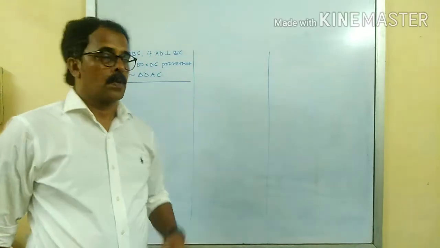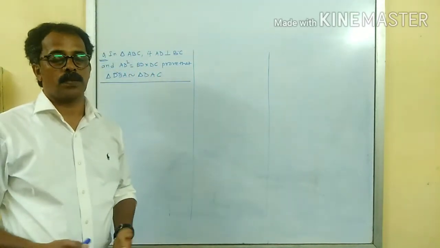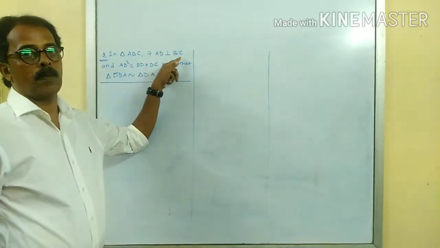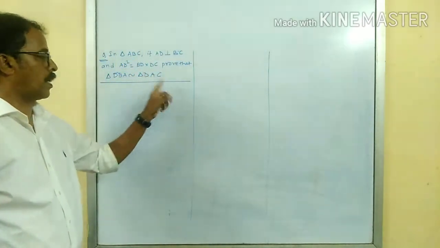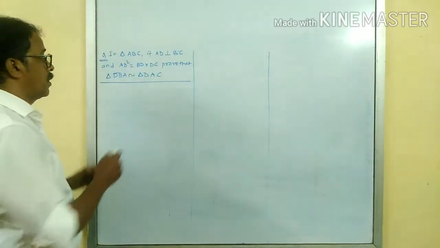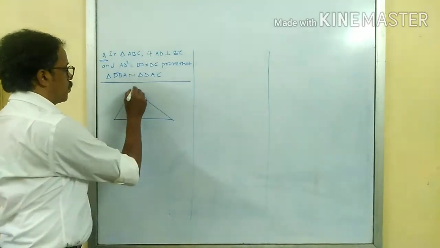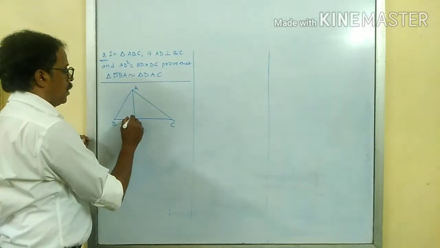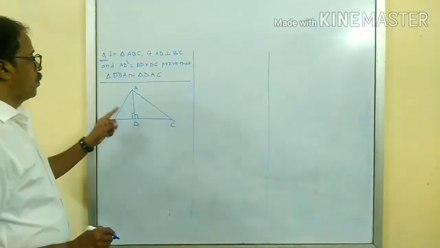Hi. Again, we have seen it. We have taken a question based on the angle tests of similarity. The question is: in triangle ABC, if AD is perpendicular to BC and AD square is equal to BD into DC, prove that these two triangles are similar. The figure is not given to you, so we try to draw that figure. The figure is like this. AD is perpendicular to BC. This is A, this is D, this is B, this is C, and it is given as a right angle.